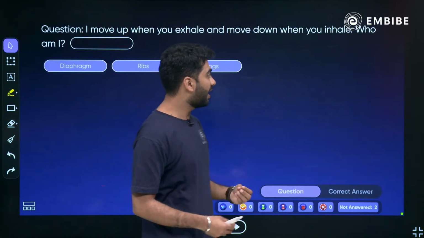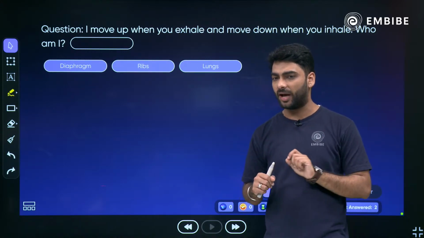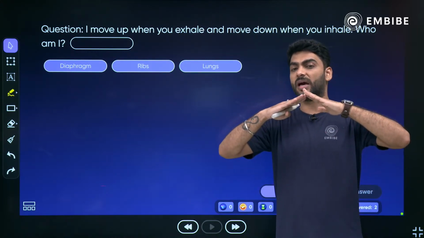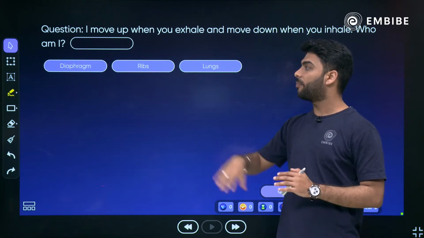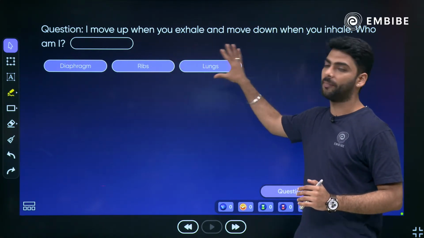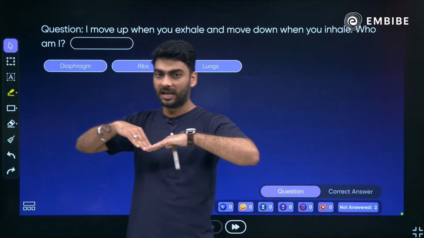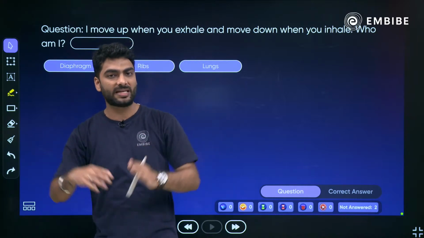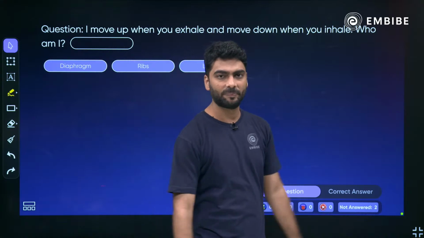So with that, guys, one more question for you. You have to identify who am I. I move up when you exhale and I move down when you inhale. Who am I? Am I diaphragm, am I ribs or am I the lungs? Who am I that moves down when you inhale and that moves up when you exhale? Super easy, tell me the answer.